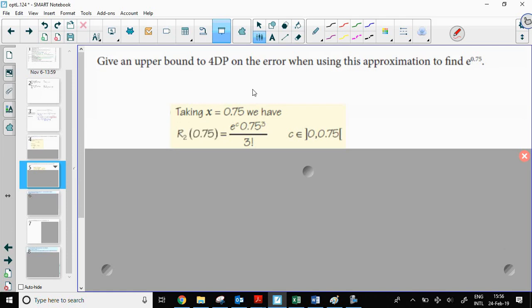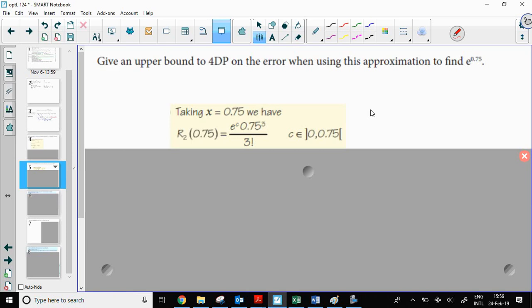Now I want to get an upper bound. So I want to choose the value of c that's going to maximize this error. c needs to be somewhere in between 0 and 0.75. Well, e to the x, that is an increasing function, right? We can visualize that very easily. So that means that the largest value for this entire error is going to be if I choose the largest possible value for c.